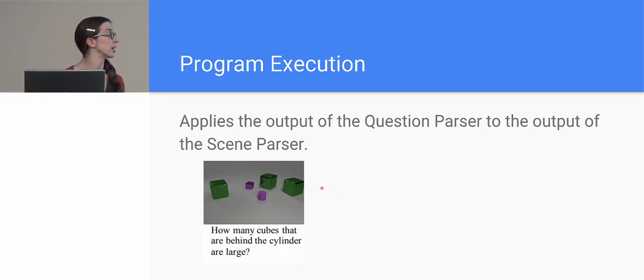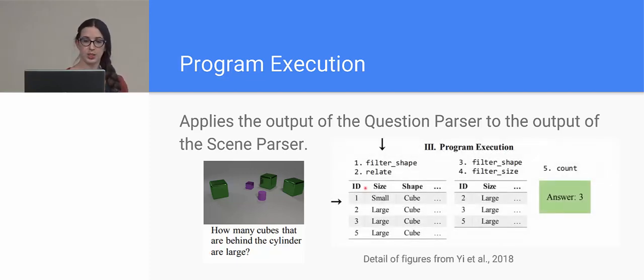So just to run through one more quick example to make sure we understand how that works. This image is paired with the question, how many cubes that are behind the cylinder are large? So the first thing we want to do is find the cylinder. So we're going to filter the shape for cylinders, and we're going to run this relationship and look behind the cylinder. So this output represents all of the objects that are behind the cylinder.